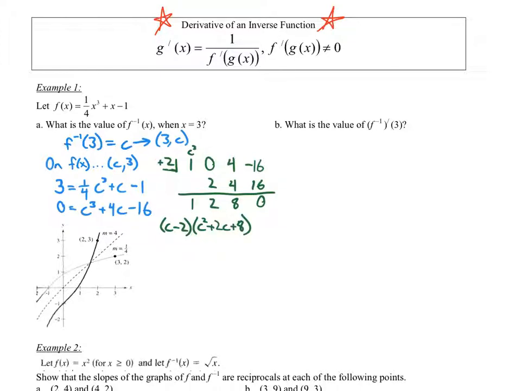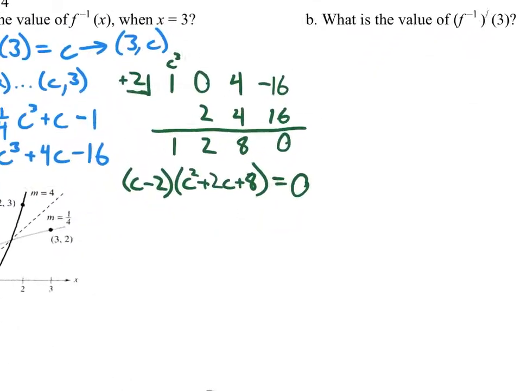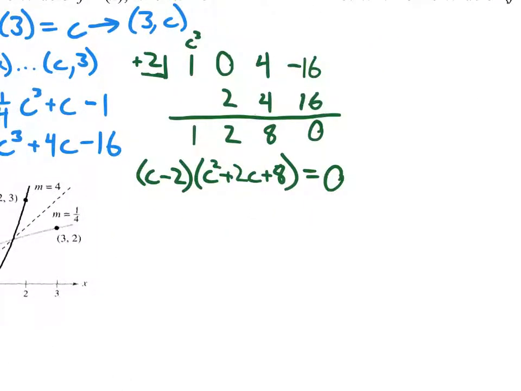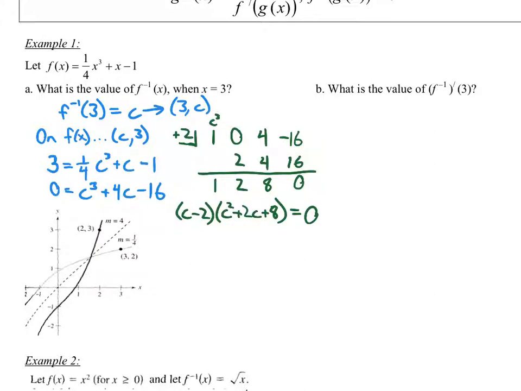And you can try, but that's not going to factor. If you do the quadratic formula, you're going to get imaginary roots, not real numbers. So the only real answer is going to be c equals 2. So that means that, therefore, f inverse of 3 equals 2.